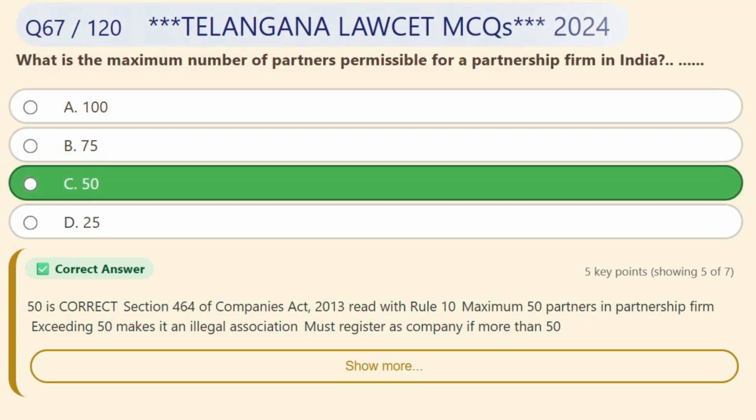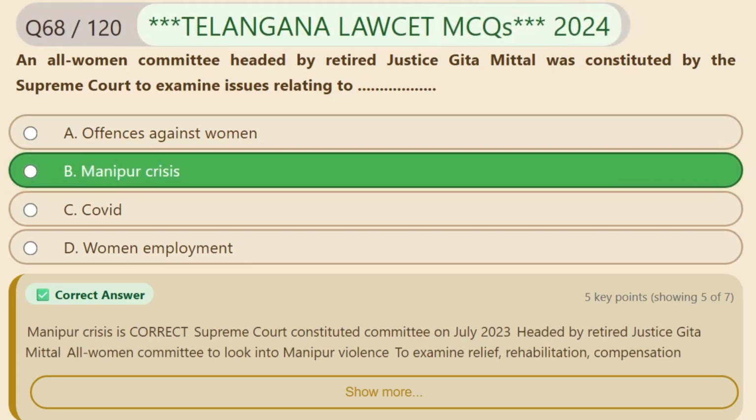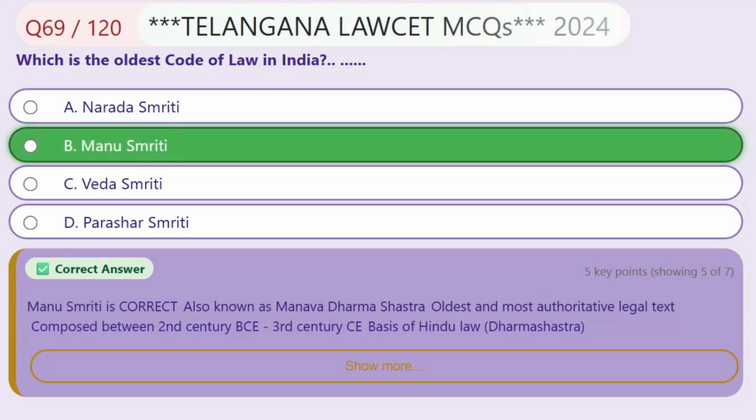What is the maximum number of partners permissible for a partnership firm in India? 50. An all-women committee headed by retired Justice Gita Mittal was constituted by the Supreme Court to examine issues relating to: Manipur crisis. Which is the oldest code of law in India? Manusmriti.